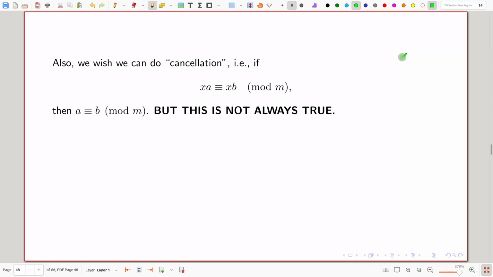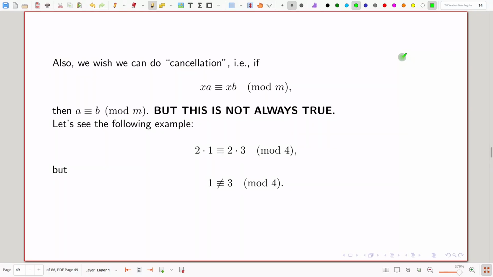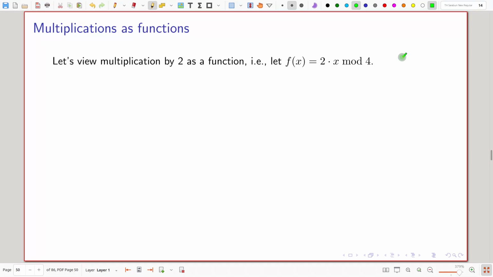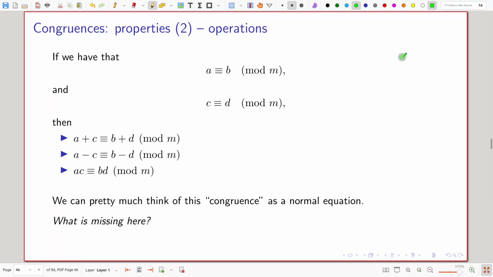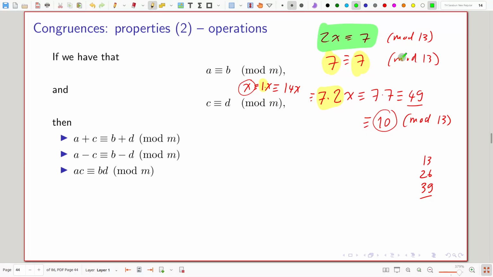But you cannot always do that. There are many cases when this thing doesn't work. For example, if you do things mod 4, and you know that 2 times 1 is 2, and 2 times 3 is 6, they are both 2 mod 4, right? But you cannot cancel out 2. So cancelling out is not always working. But sometimes it works. When it works, it works exactly like this. And this number 7.